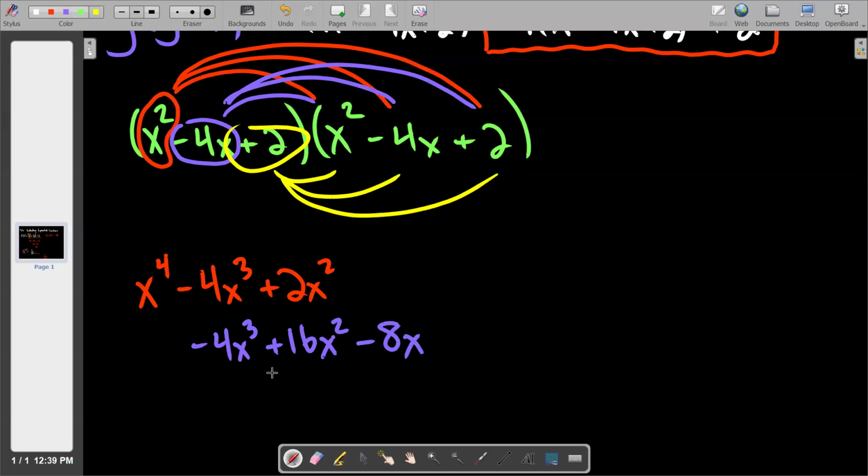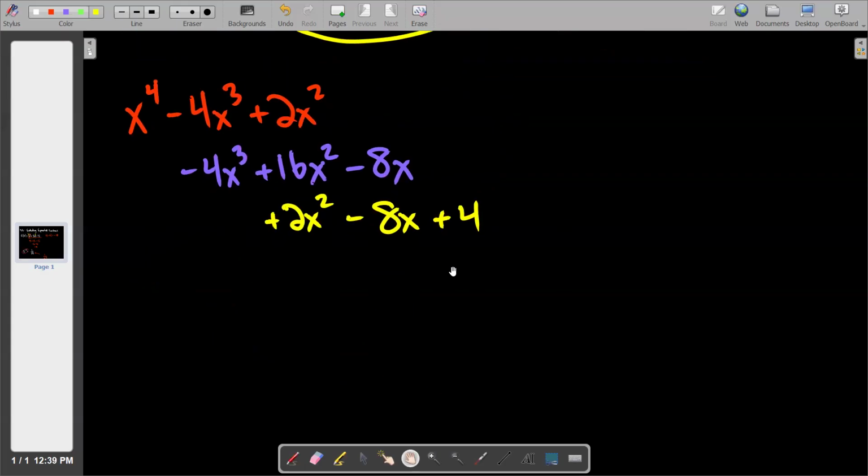What's our first yellow? 2x. So plus 2x squared, second yellow minus 8x, and plus 4. If you arrange like terms in a pattern like this, it can just help you at the end of the day to get it done. So that's that. And then you just add downwards, and I guess I'll use white since I haven't used white. So your answers are going to just come from adding like terms.